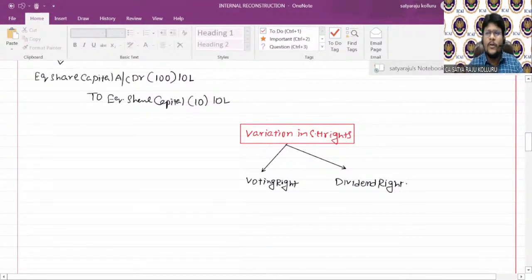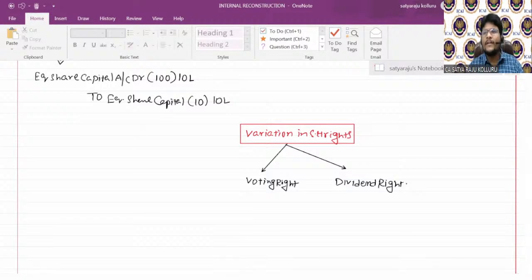In case of cumulative preference shares, if at any point of time the company does not have sufficient profits, then in the forthcoming years, it is the obligation of the company to make repayment to the cumulative preference shareholders in the years in which the company attains sufficient profits. That is nothing but cumulative preference shares, right? But right now, during the process of internal reconstruction, the company wants to convert the cumulative preference shares to non-cumulative preference shares. Yes, there is a change in dividend right.